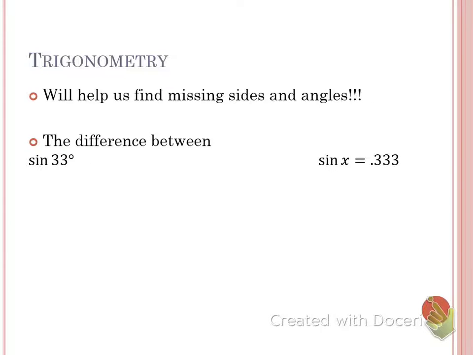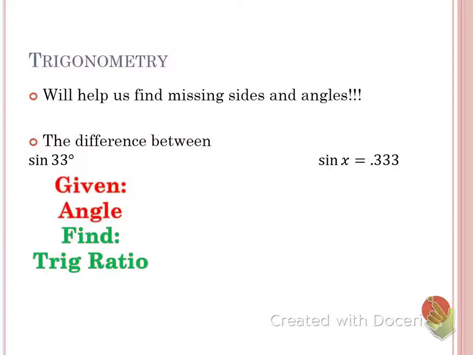You're going to see them on your quiz or your test, and it's going to ask you to find something. In this first one, you had this on your last quiz at least, where it says sine of 33 degrees. Is the angle missing? No. It says sine of 33 degrees. There's nothing really new about this. You would just type in sine of 33 degrees, and you would get your answer. So here's what the difference is. This one, you're given an angle. The angle is 33 degrees. What you would find when you typed it in is the trig ratio.